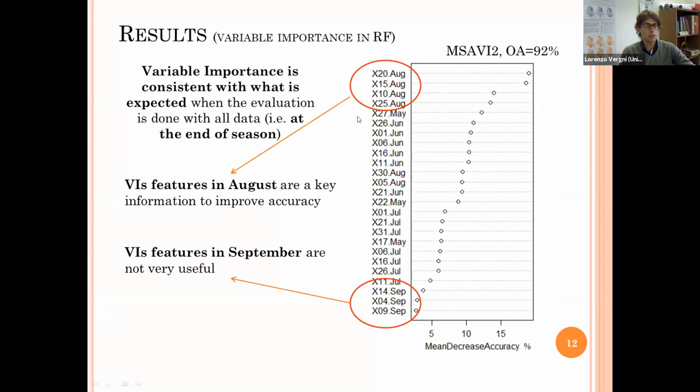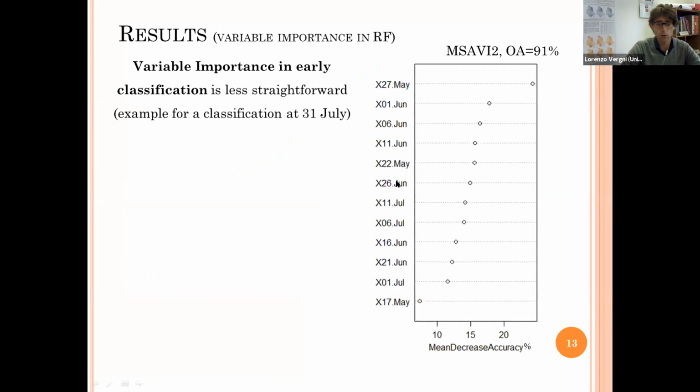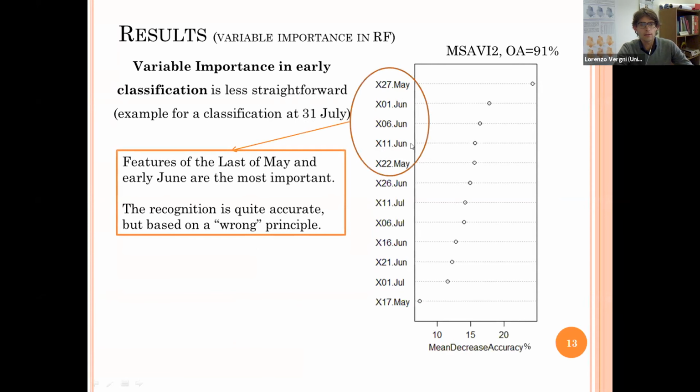And this is expected because in our climatic conditions, August is very critical in relation to the availability of water. Instead, for example, September is not so important for classification. But if we look at the similar results related to an early classification, in this case, the example refers to a classification performed at the end of July, we can see that it is strange that we can find some variables, for example, related to the end of May or to the beginning of June that are considered very important for the distinction between not irrigated and irrigated areas.